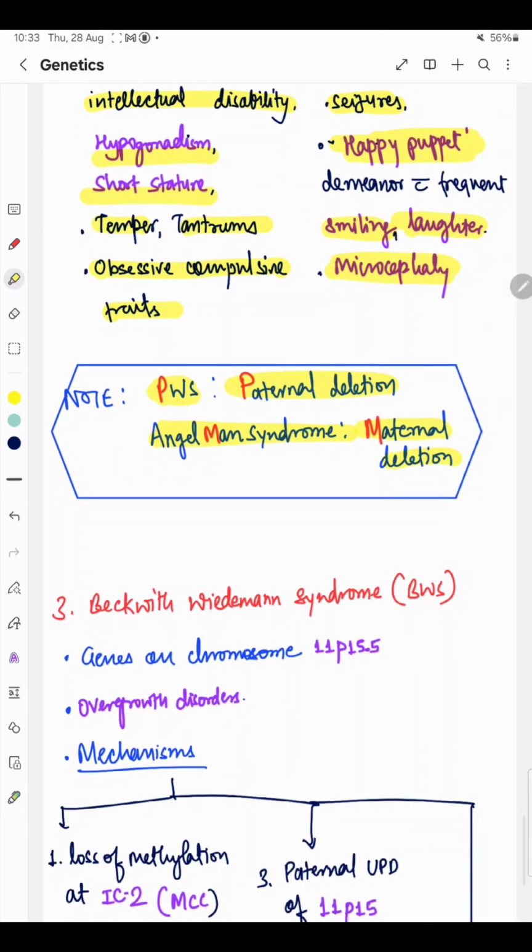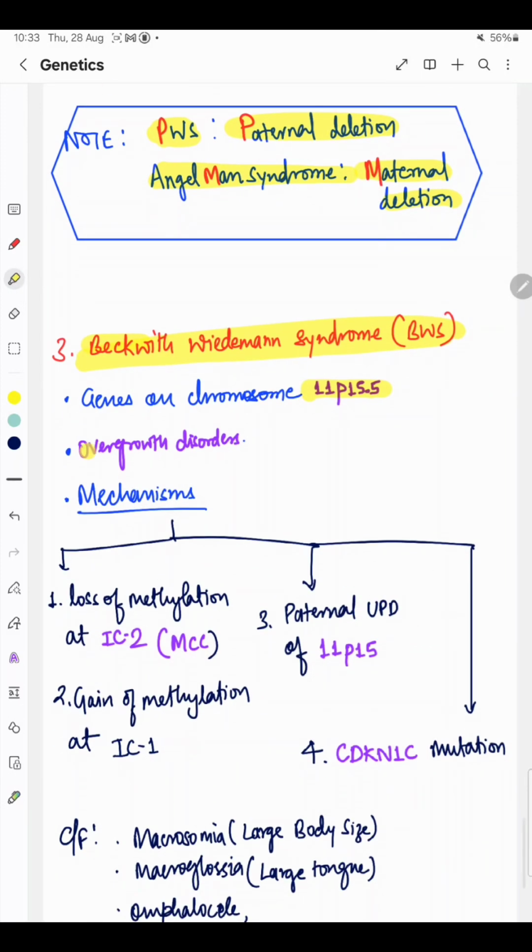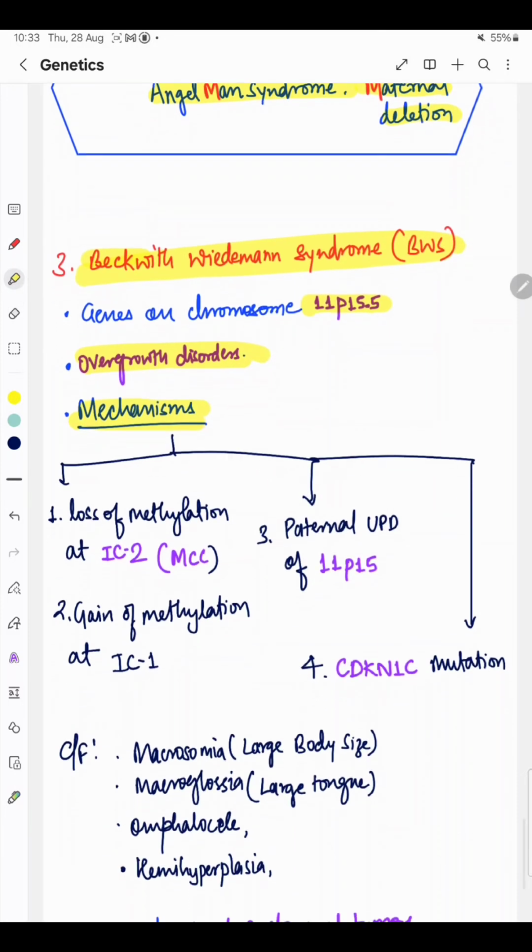Another disorder of genomic imprinting is Beckwith-Wiedemann syndrome. This occurs due to imprinting in the genes of chromosome 11p15.5. This is an overgrowth disorder. The most common mechanism involved in Beckwith-Wiedemann syndrome is loss of methylation at imprinting control region 2. This is the most common cause.